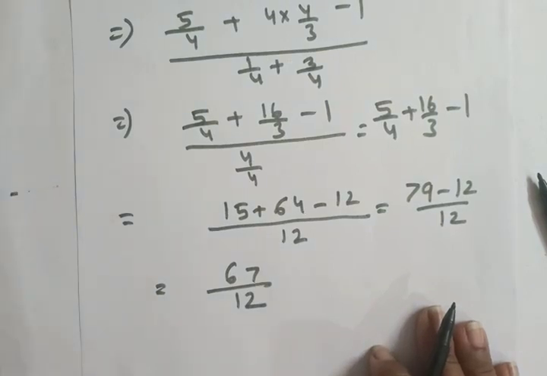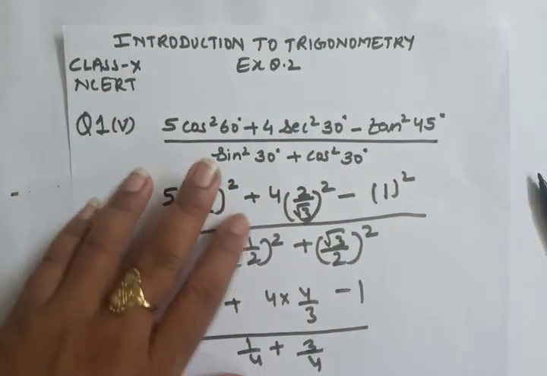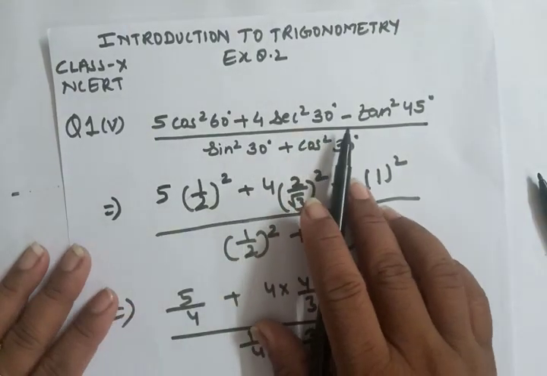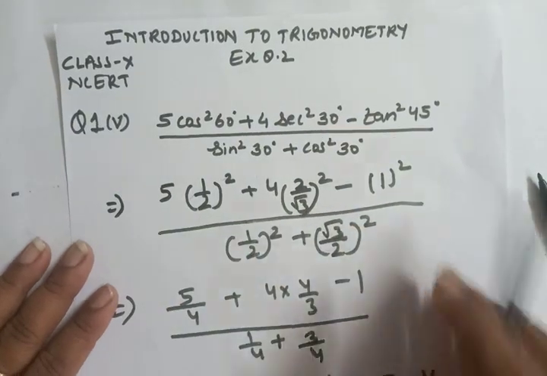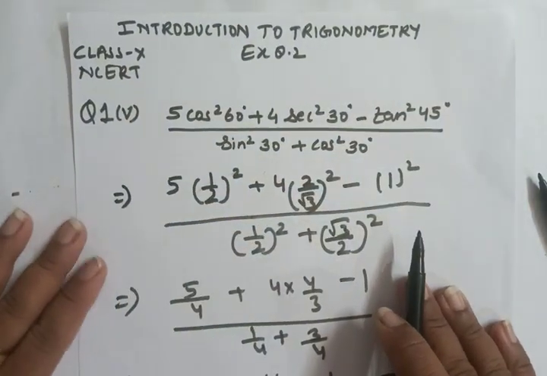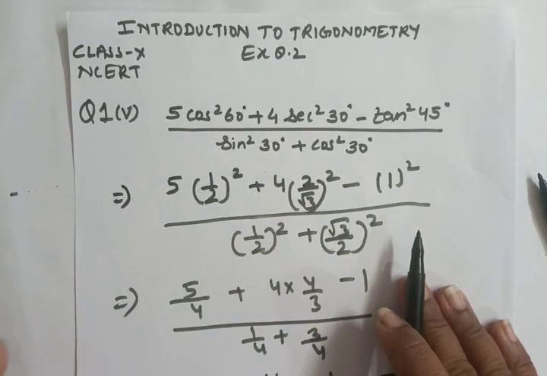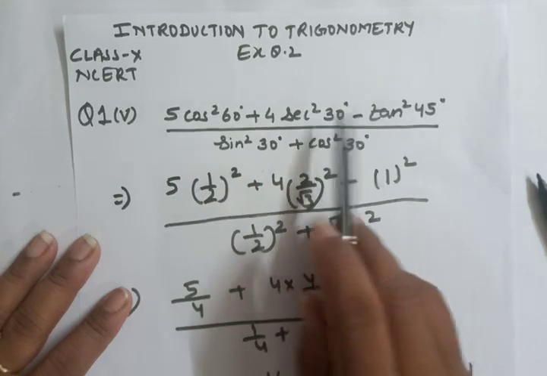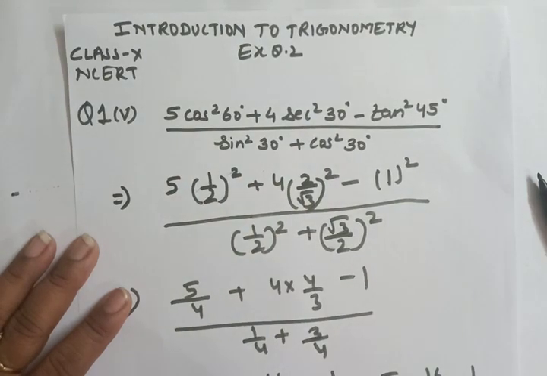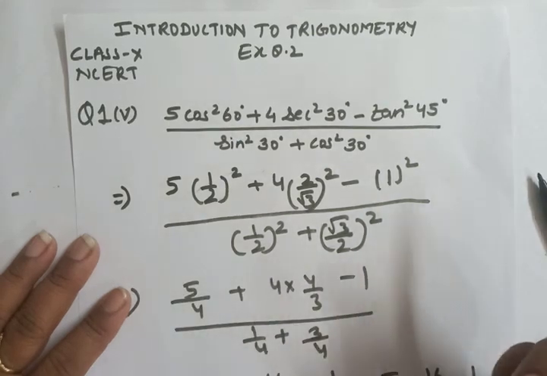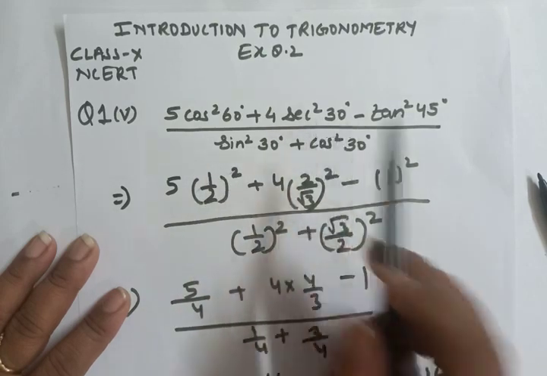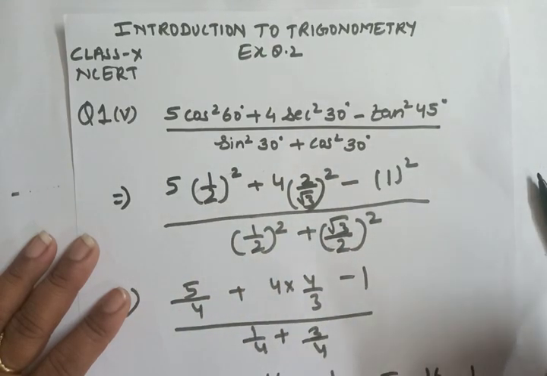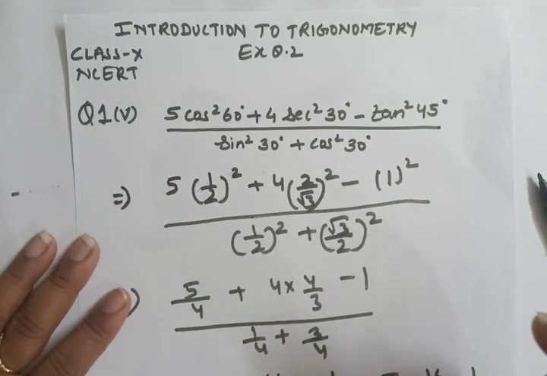Hence we have got the value for the expression 5 cos square 60 plus 4 sec square 30 degree minus tan square 45 whole upon sin square 30 degree plus cos square 30 degree. In every such type of question, you have to simply put the values, and one such question will definitely come in the board exam, whether it will be of 1 marker or 2 marker. Mostly a 1 marker question will come from such type, where you have to simply put the values and find out the value. So the table for the standard angles is very important, so do write it in your notebook and learn it also.